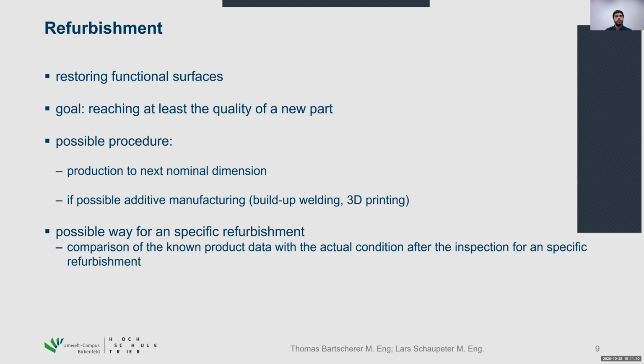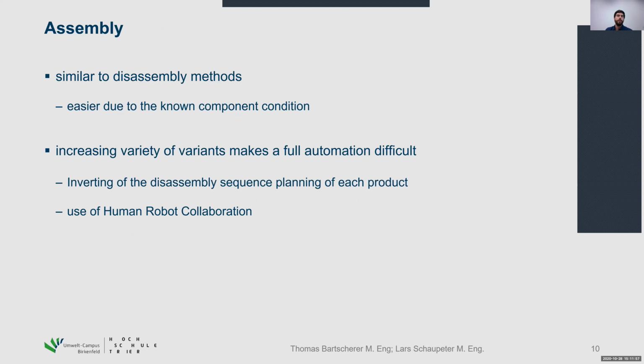A possible way for a specific refurbishment is to compare the known product data with the actual condition after inspection, so you can do a part-specific refurbishment. So now we come to our last step, the assembly step.